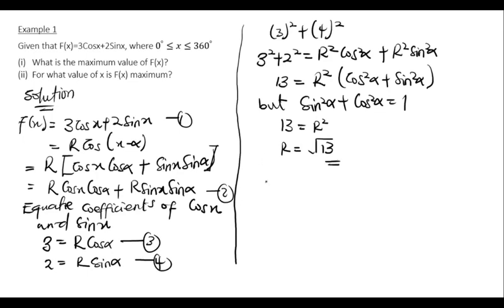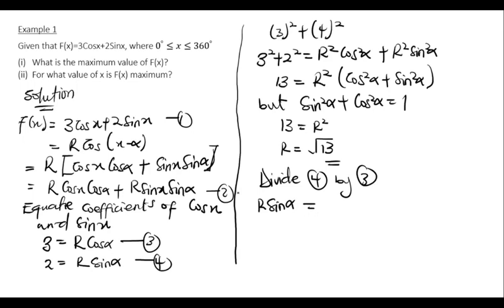Okay, so let's proceed. Now that we have found the r, we need to find the angle alpha. To find the angle alpha, we need to divide equation 4 by equation 3. Why are we doing that? We want to get tan. These are trigonometric ratios, so we want to get tan out of them. So we know tan is sine over cos. So we make the one that has the sine, the first equation, to be divided by the second equation.